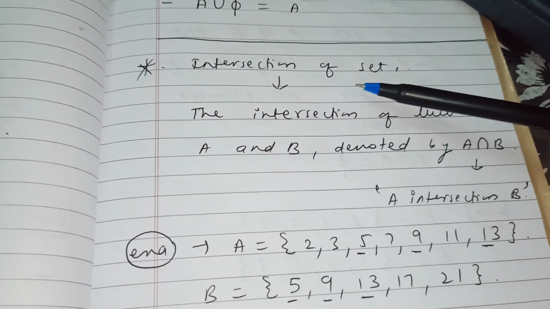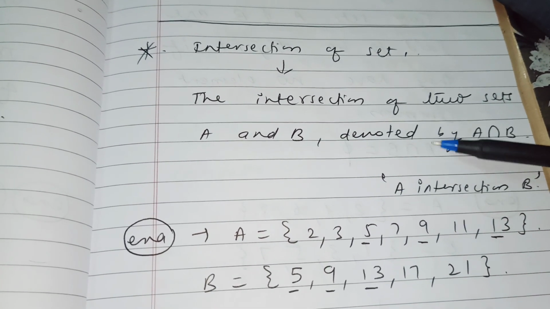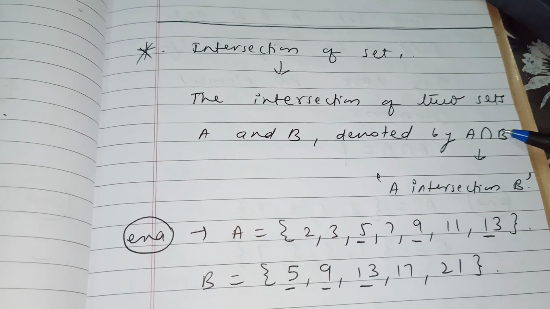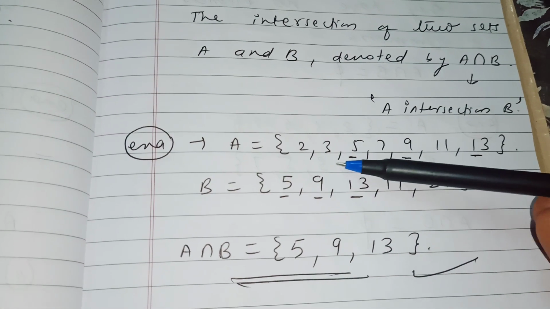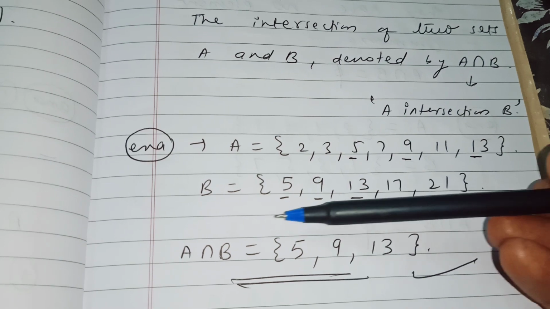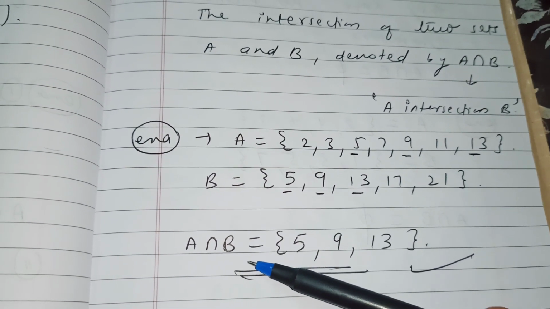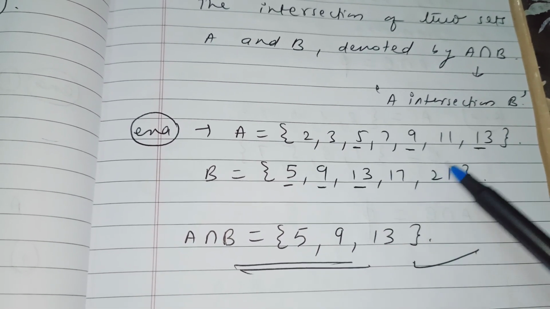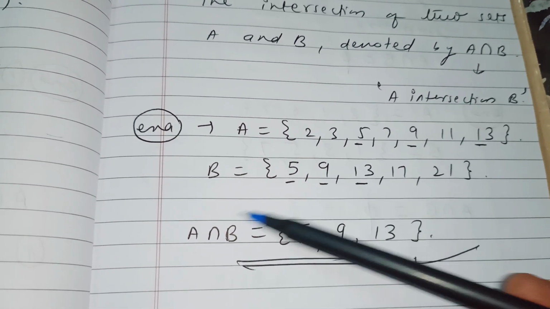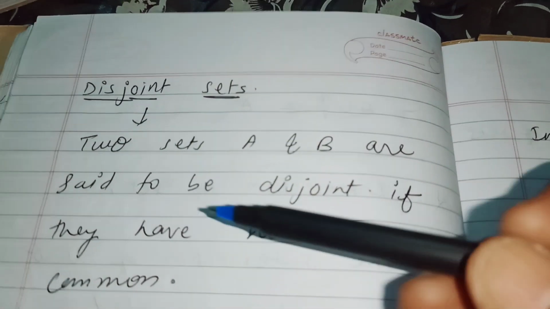And now, intersection of sets. The intersection of two sets A and B is denoted by A intersection B. Now A is equal to {2, 3, 5, 7, 9, 11, 13} and B is given as {5, 9, 13, 17, 21}. So here A intersection B is like the HCF, so we write 5, 9, 13. Those are the common elements, and that is A intersection B.